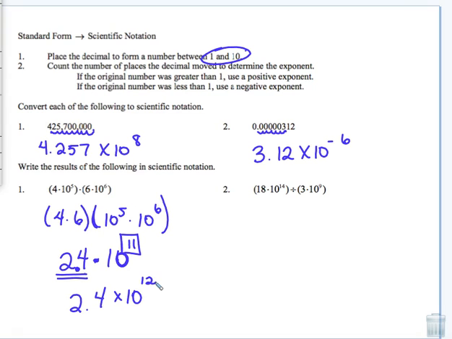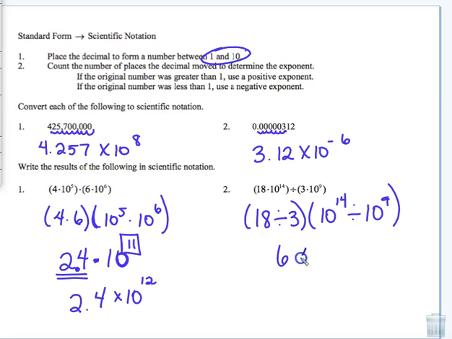Okay, on the next one, same concept. We're going to take the 18 and divide it by 3. We're going to take the 10 to the 14th and divide it by 10 to the 9th. All right, 18 divided by 3 is 6. When we divide, we subtract our exponents, so this is going to be times 10 to the 5th. This answer is actually fine just how it is, because this number 6 right here is a number between 1 and 10, so we don't have to do that adjustment like we did on number 1.